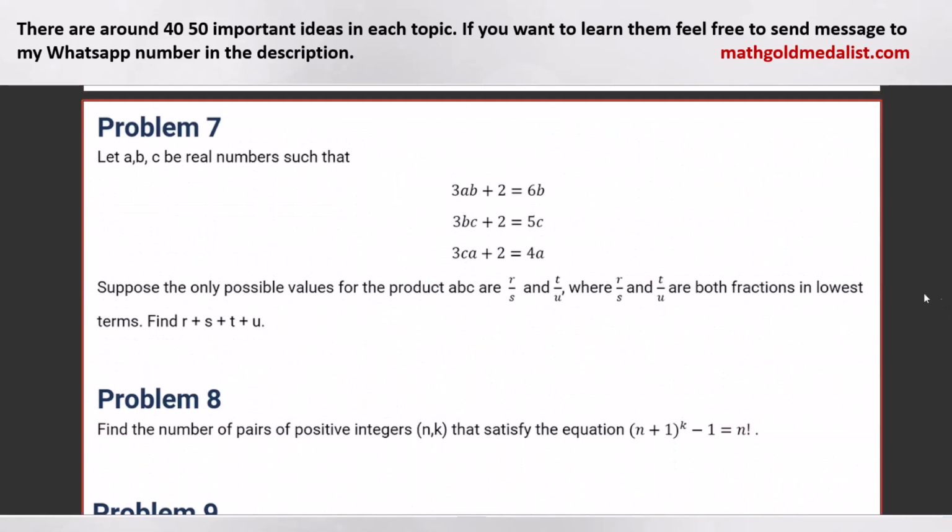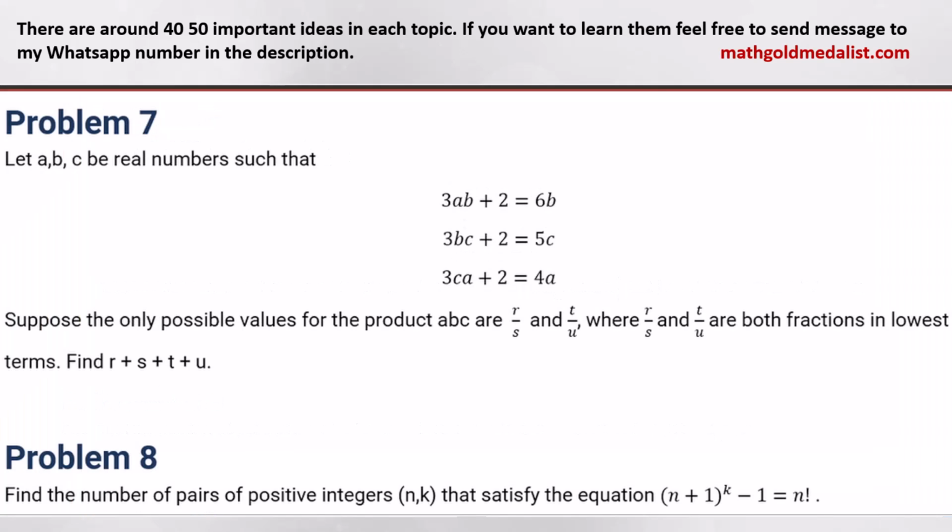Okay, now let's try problem 7. Problem 7: let A, B, C be real numbers such that these 3 equations are satisfied. Suppose the only possible values for the product ABC are these things, r over s and t over u, which are both fractions in lowest terms. Find r plus s plus t plus u.